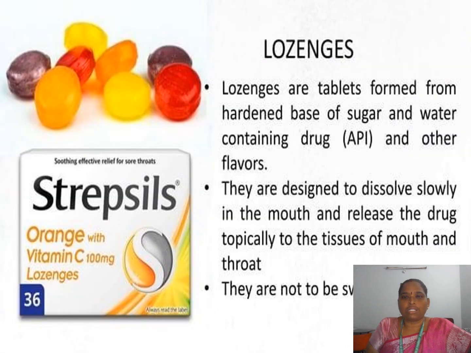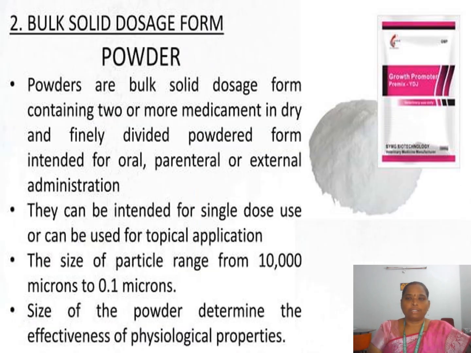Next one is lozenges. Lozenges are tablets formed from a hardened base of sugar and water containing the drug and other flavors. They are designed to dissolve slowly in the mouth and release the drug topically to the mouth tissues and throat tissues. They should not be swallowed. They should not be chewable lozenges.